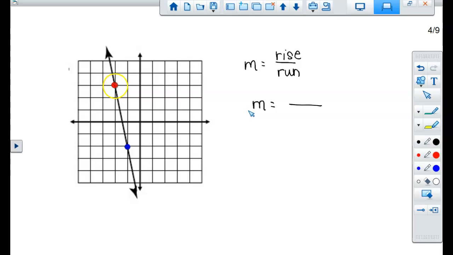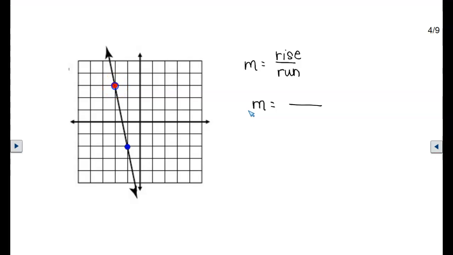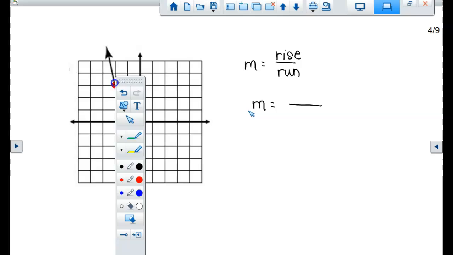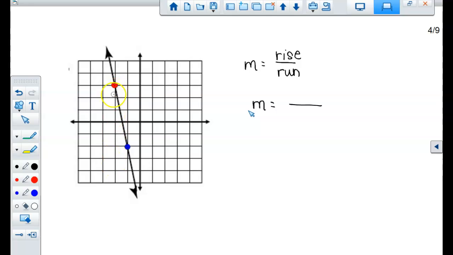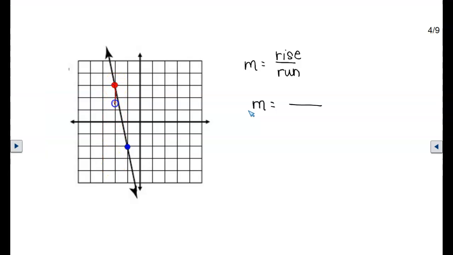All right, beginning at this red point, I want to rise in order to get to that blue point. Remember, rise can go up or down. In this case, if I want to get from the red point to the blue point, I would have to go down. So I draw a line straight down till I'm level with that point. Now, how much did I go down? I went down 1, 2, 3, 4, 5 spaces. So my rise is down 5, which means that I would make that a -5. Negative because I'm moving down.